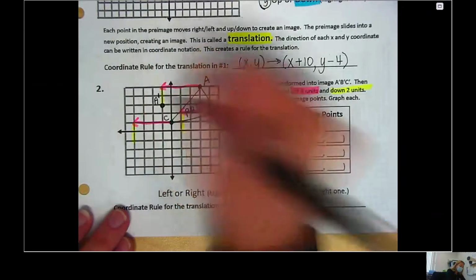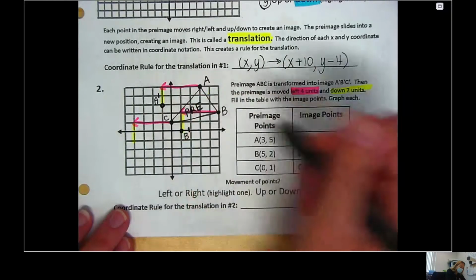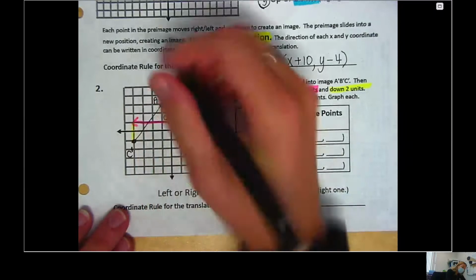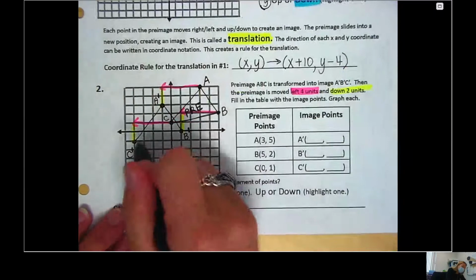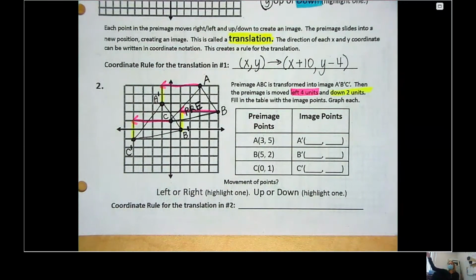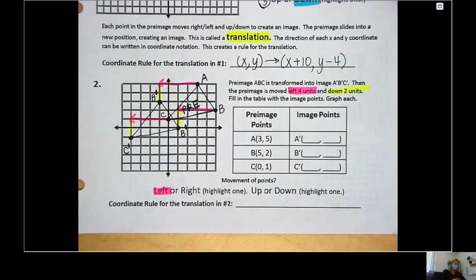And so when I write my new coordinates, I'm going to make sure that I put the little prime symbols right next to it. So it overlaps just a little bit. But in my picture, I took it from the right. I went to the left 4, and then I slid it down 2. So your picture should look exactly the same, just in a different place. So I went left, and then I went down.